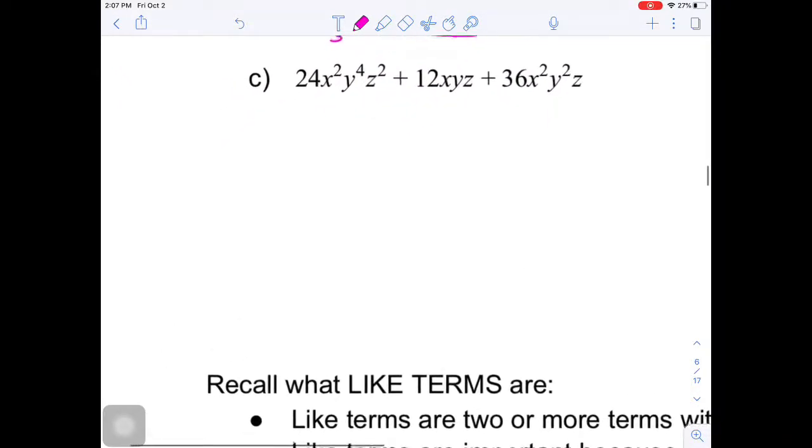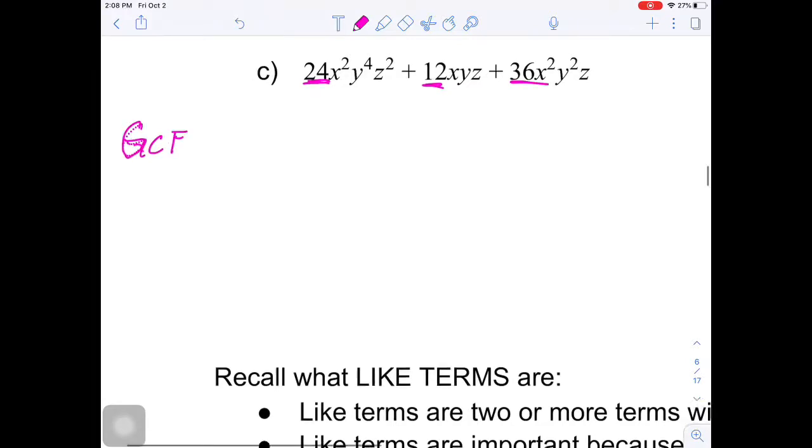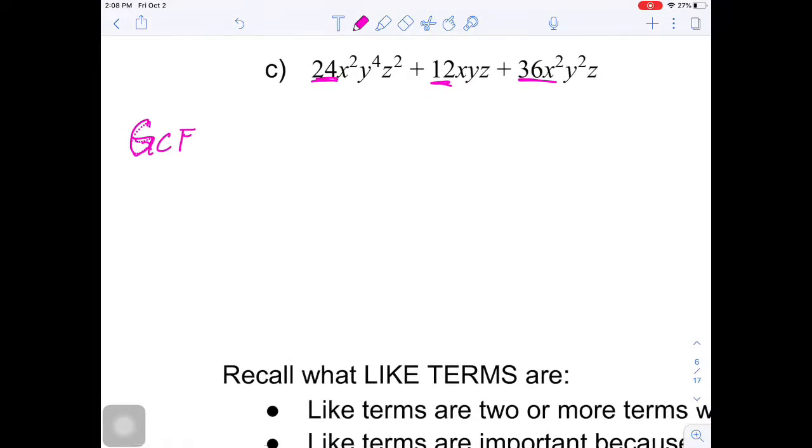Now this one's definitely tougher. We have to determine what all these numbers are divisible by, and then their greatest common factor. So let's just figure out what is their greatest common factor. So 24, 12, and 36. Those are all divisible, I know, by 6. So let's divide it by 6.